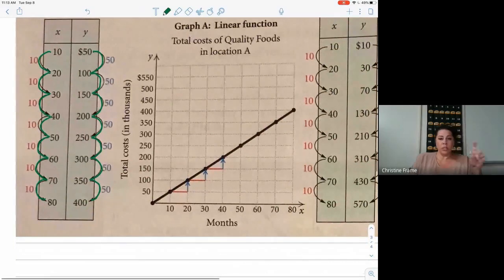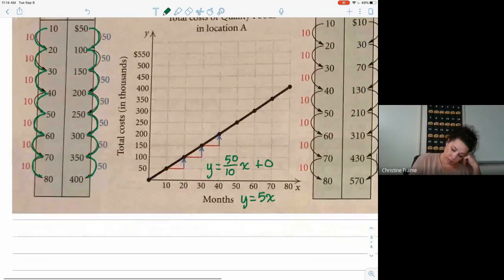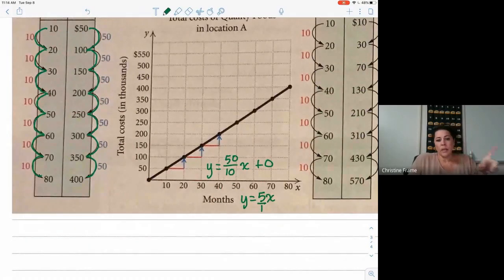For every 50 you go up, you go 10 over. And so the equation of this line with a rise of 50 and a run of 10 with a y-intercept of 0 would be the equation y equals 5x. And so you can see that there's a linear relationship between those numbers. So basically this means for every 5 we rise, we run 1. That's what that means, okay? So it has a linear relationship.